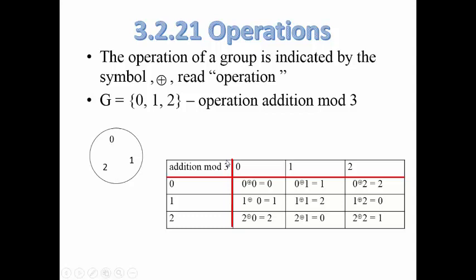So 0 operation 0 is represented in this box: add 0 to 0, and we get 0. All of the operations are indicated. For example, 1 operation 1 would be, now add 1 to it, and we get up to 2. So 1 operation 1 is equal to 2. And if we have 1 operation 2, that's going to equal 0.